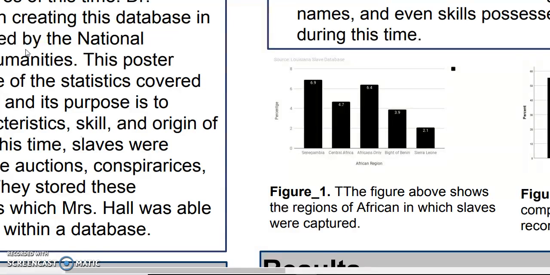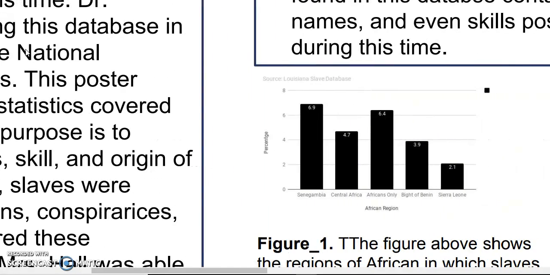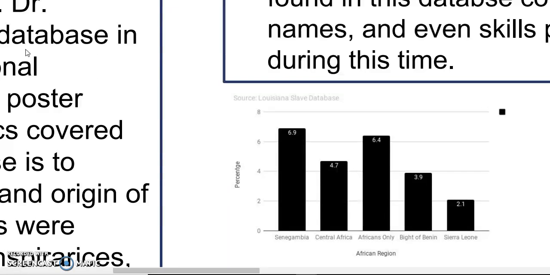As you can see, there are 5 regions here. These are the top 5 regions. There were many more, but I chose the top 5. Senegambia here, which is a coastal region in Africa, was one of the top places for the Africans to be abducted. Now, you can see here that there is a section titled Africans Only. No, that is not a region. Africans Only refers to the unidentified regions in which these slaves were captured from. So you can see a lot of them came from Senegambia, but also a lot of them came from regions which were unidentified, with a whopping 6.4%.